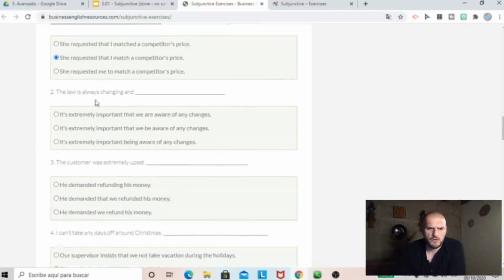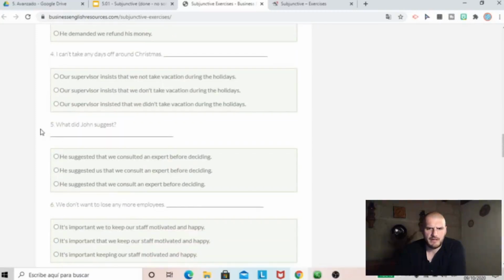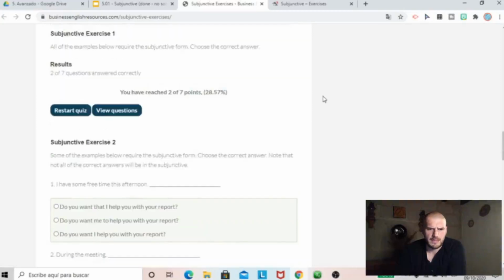The law is always changing, and it's extremely important that we are aware, okay? It's extremely important that we be aware. It's extremely important being aware. Again, I'm going to go for the second one. Let me check my answers. Okay, I got 2, which is great, because I only answered 2. Finish the activity, and I will see you in a moment.